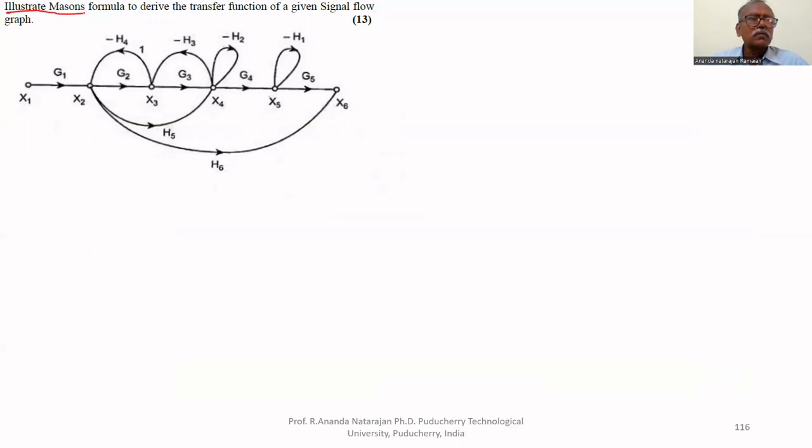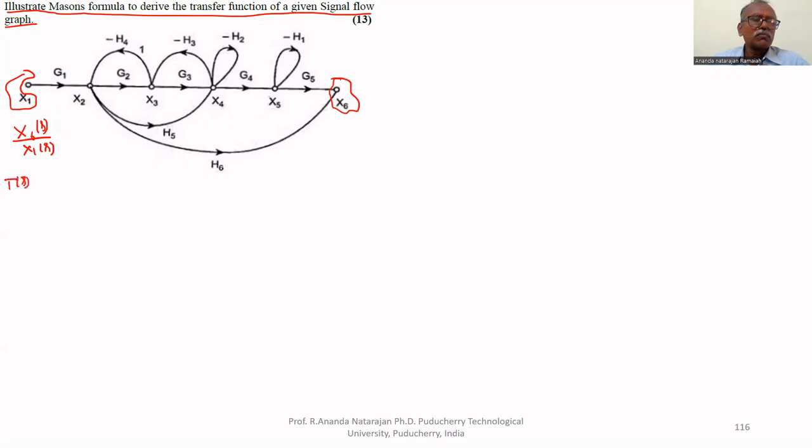Illustrate Mason's formula to derive the transfer function of the given signal flow graph. The input of that system is X1(s), and the output of that system is X6(s). So we have to find X6(s) upon X1(s). We have to find it using Mason's gain formula.